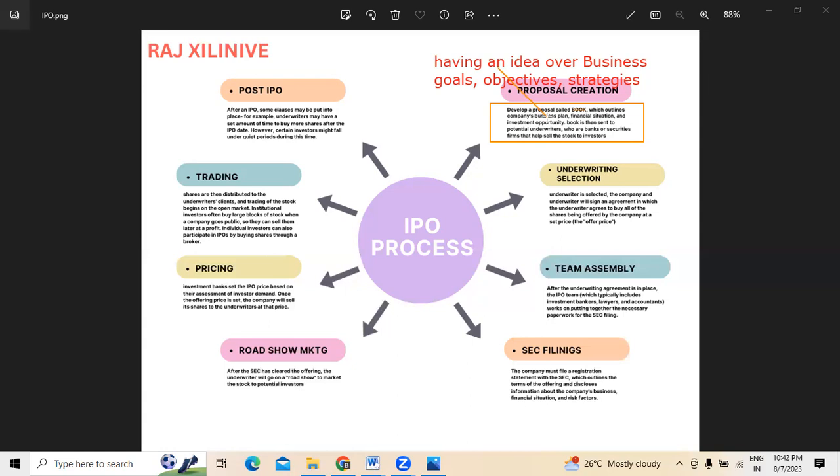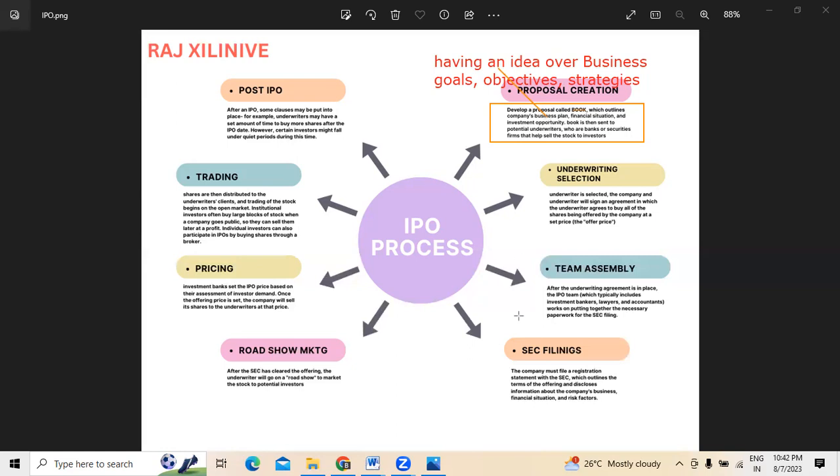So business plan is not something which is instant. If you want to make a business plan, we need to have an idea over the business goals, objectives, and strategies of the organization, whoever wants to apply for IPO. This is point number one.